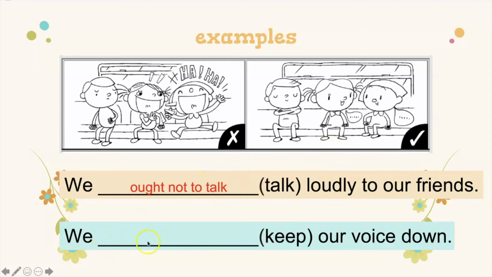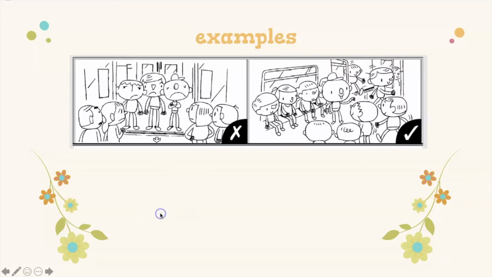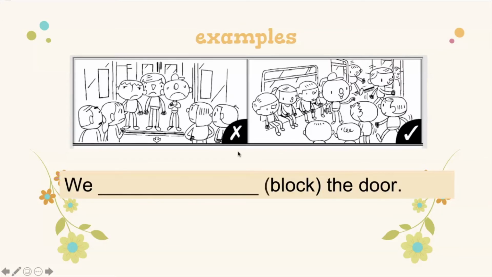Next, our voice down. So what should the answer be? Yes, we ought to keep our voice down. See, we use the base form after ought to. Here comes another example. We block the door. So what should it be? Yes, we ought not to block the door.